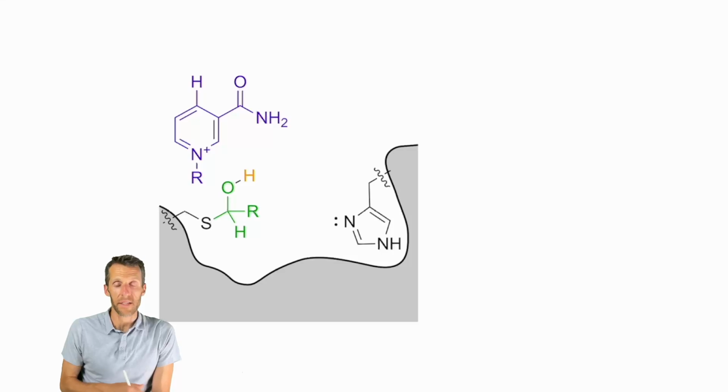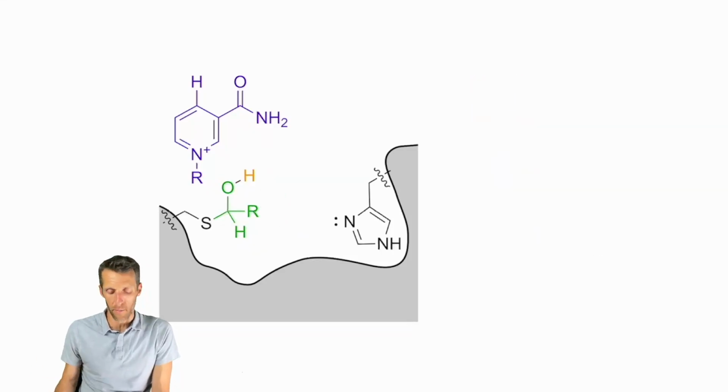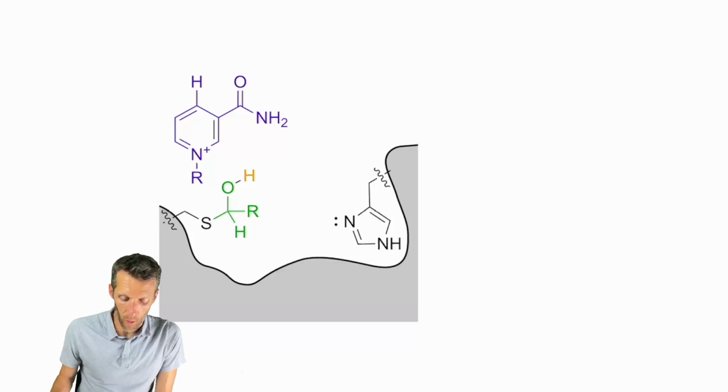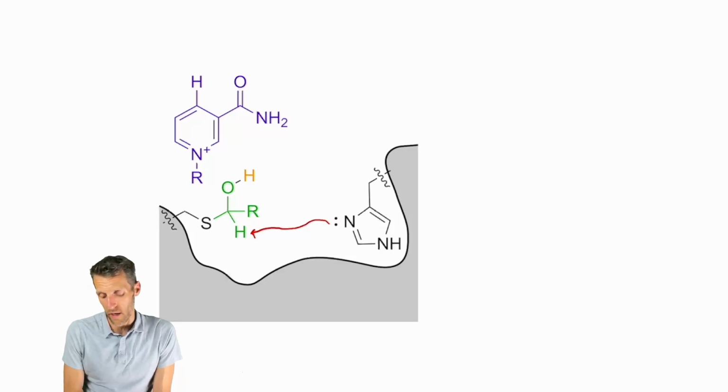I just moved the exact structure. So this is the structure here. I'm going to move it to the left. We move it over. Now we can talk about the chemistry that it's going to do. So what we're going to see then is the lone pairs on this active site histidine are going to grab onto the proton from this aldehyde.